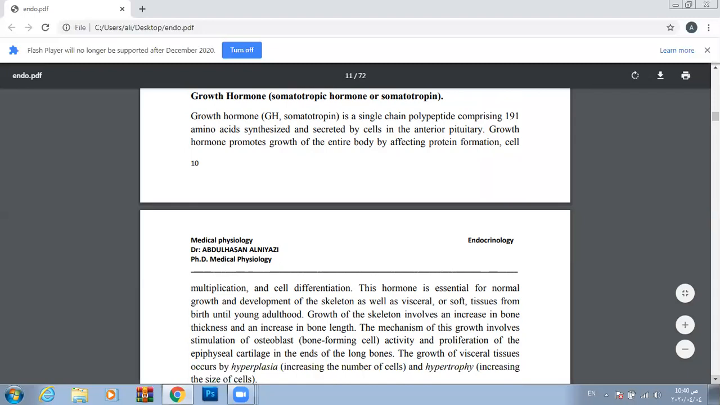إذن 3 أشياء يسوي لنا إياها الجروث هرمون. أول مرة يساعد على formation of protein، بعدين cell multiplication يتقسم السيلز، بعدين cell differentiation تتحول كل سيل هاي إلى اختصاص معين. جيد. This hormone is essential for the normal growth and development of the skeleton as well as visceral or soft tissue from the birth until young adulthood.